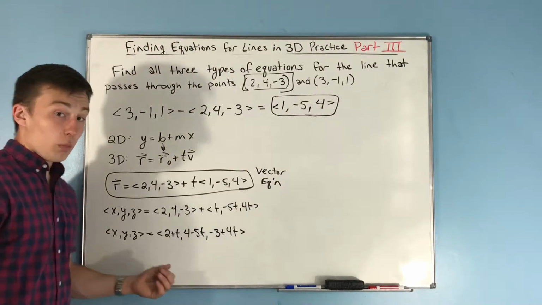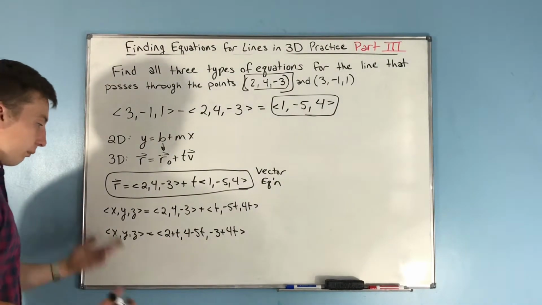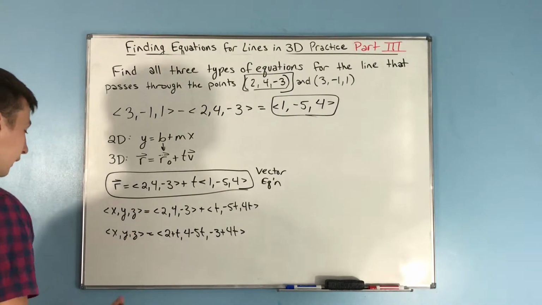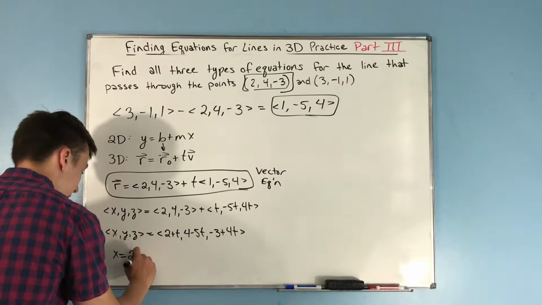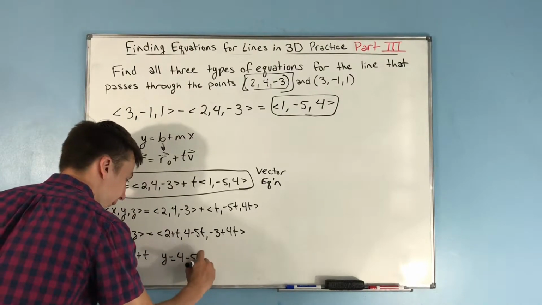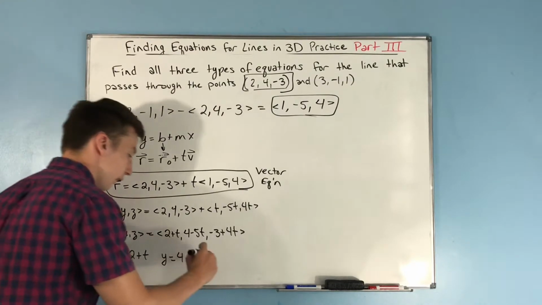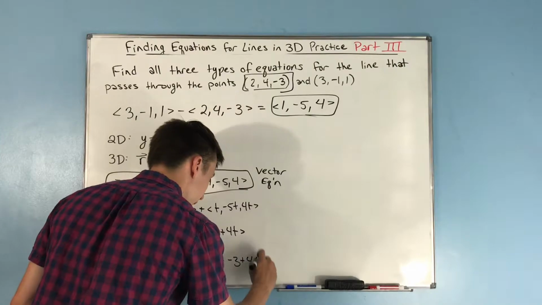Now our x component on this side needs to equal our x component on this side, and so on and so forth with our y's and our z's. So we get our parametric equations: x equals 2 plus t, y equals 4 minus 5t, and z equals -3 plus 4t.